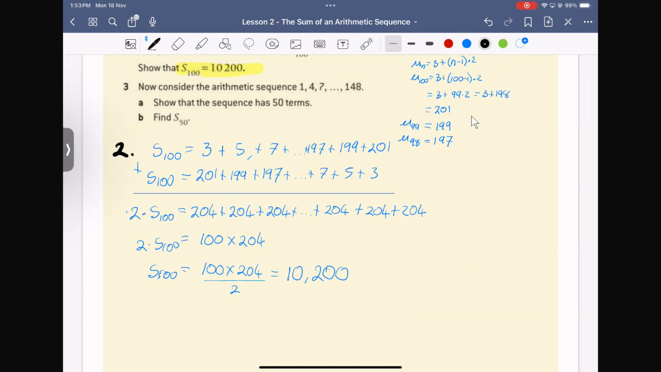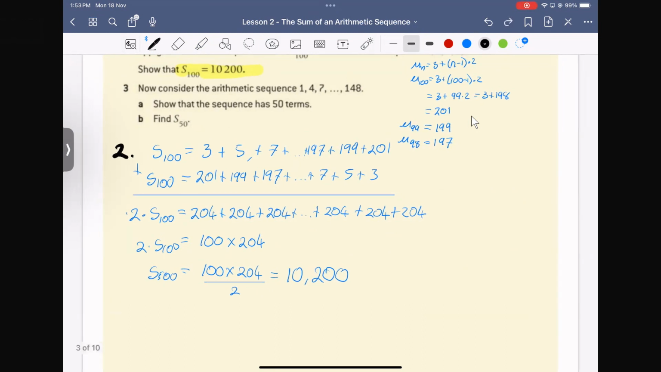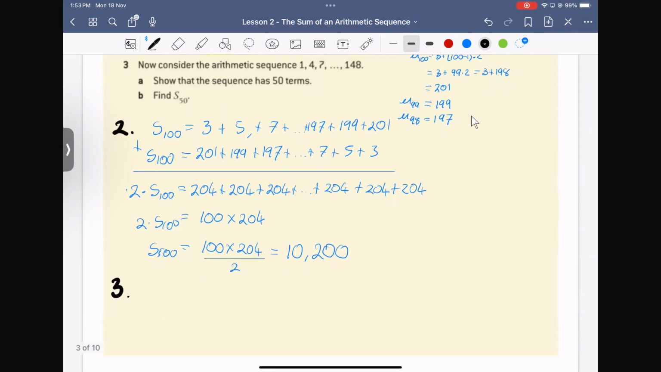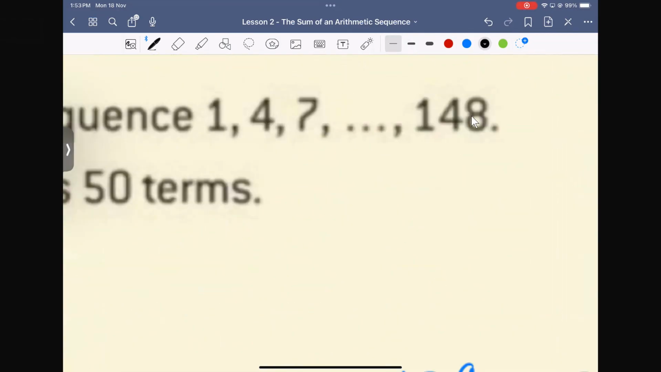All right, so for part 3, we're asked to look at a new sequence now. We go from 1 to 148. We need to show that the sequence has 50 terms. So in order to do that, we do need to find a formula for this sequence here.